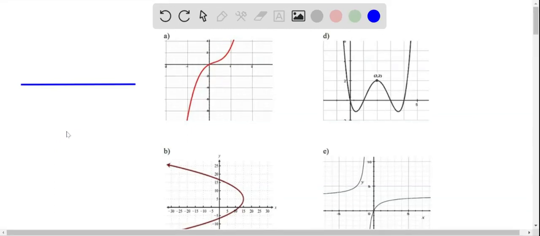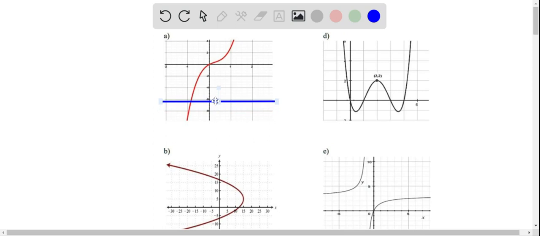We now determine the graphs which represent a one-to-one function. For that, we can perform a horizontal line test on these graphs. So let's consider the graph in part A. I'm going to use this blue horizontal line and move it up and down.